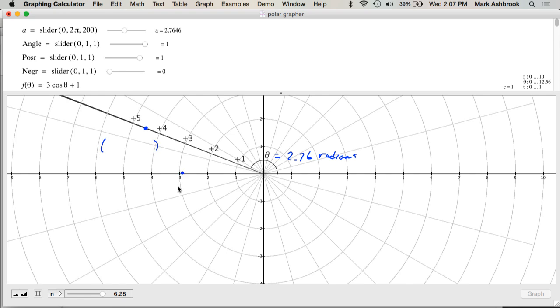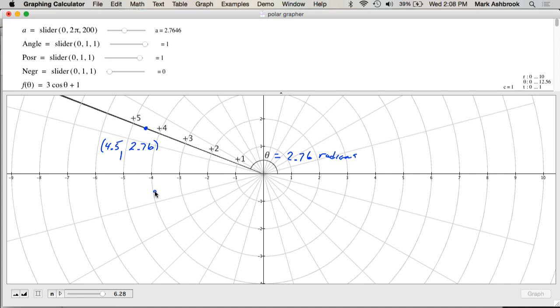But when you list the ordered pair, the conventional way is to put the r first. But you think about theta first, okay? So you think about 2.76, you sweep out the angle first. And then once you've determined the angle, then along the terminal side, that's your direction of r. And so this point right here would be 4.5 and 2.76 radians.